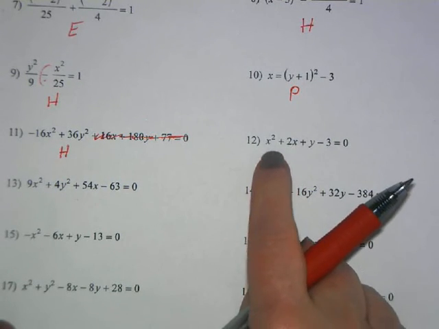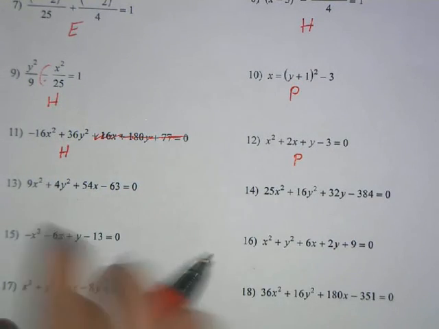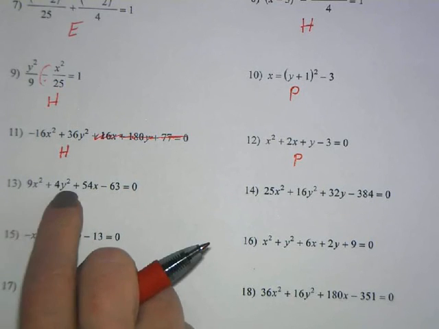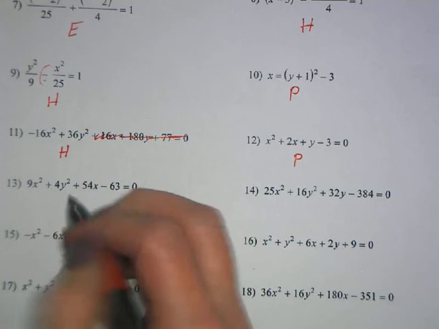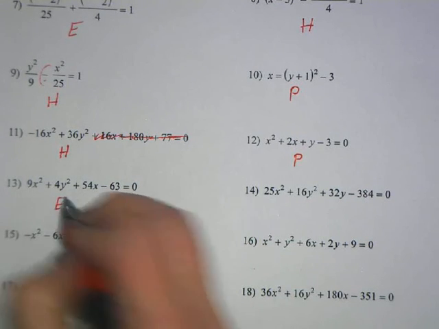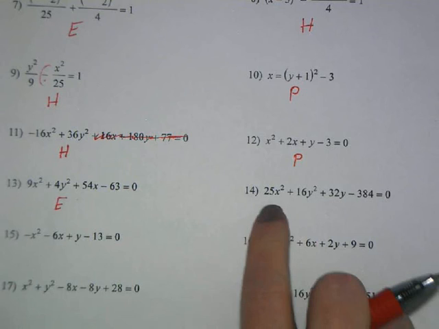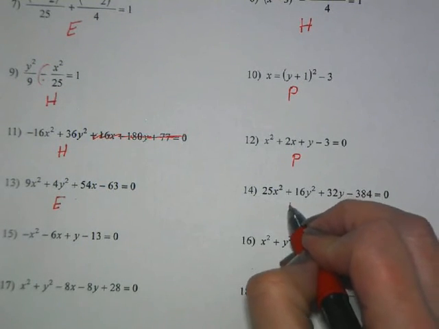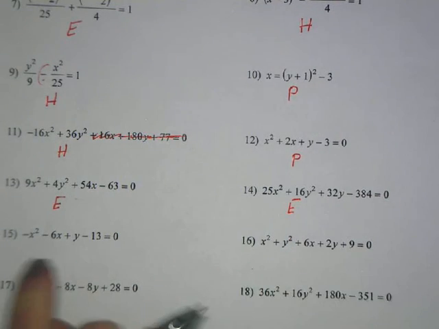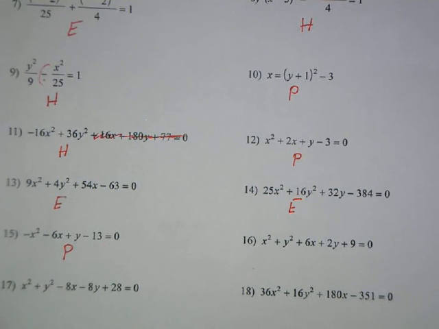Number 12, I only have one thing squared. Parabola. Number 13, I have 2 things squared, but it's a 9 and a 4, so it's an ellipse. To make a circle, a circle would be a 9 and a 9, or a 1 and a 1. Number 14 is another ellipse. What is 15? Only one thing squared, so that's a parabola.